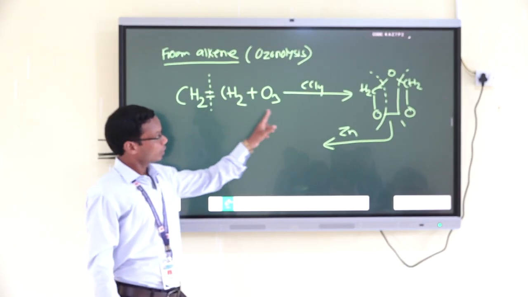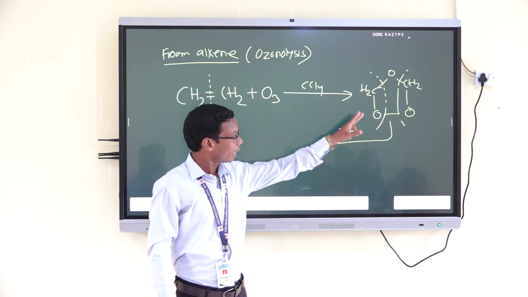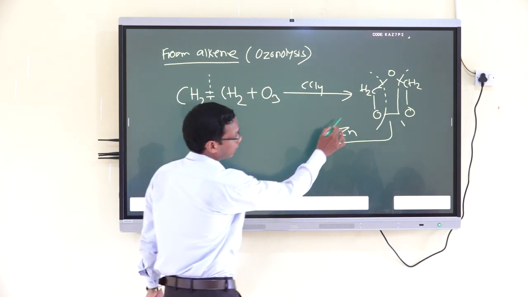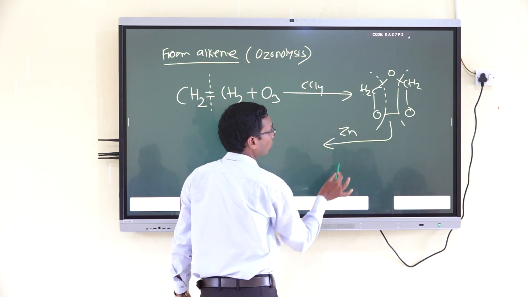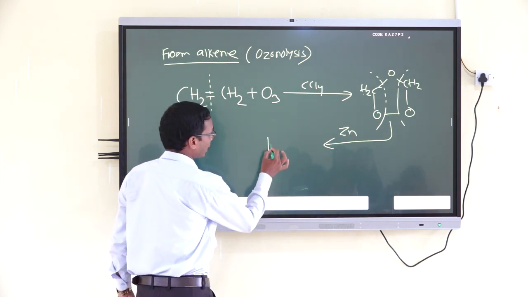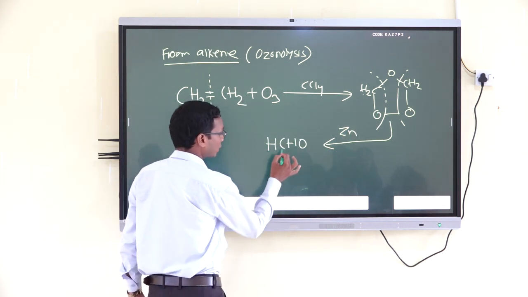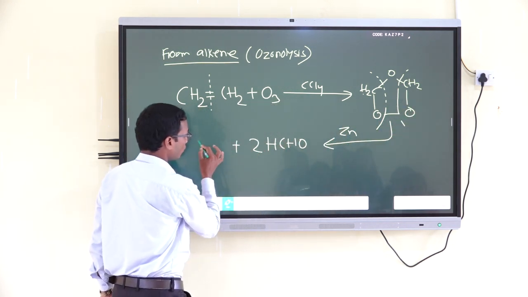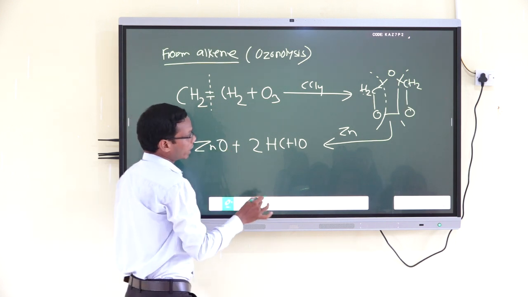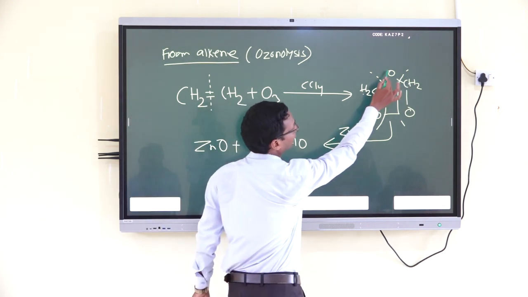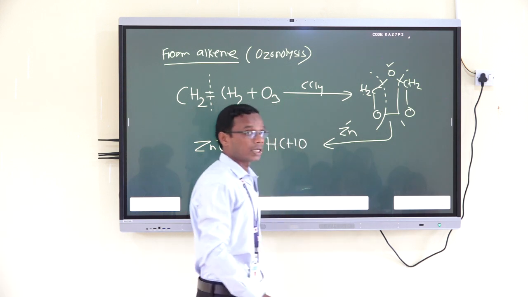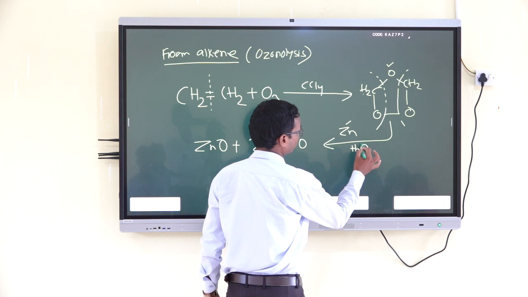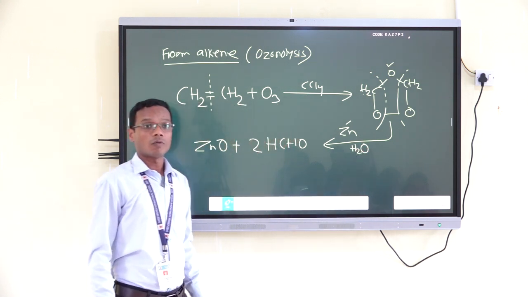This is the alkene, this is your ozonide, and this ozonide reacts with zinc to form H2CO. You can arrange it as HCHO. This is HCHO, again this is HCHO, meaning 2 HCHO plus ZnO. This Zn reacts with this oxygen to form zinc oxide, ZnO. It happens in the presence of water.